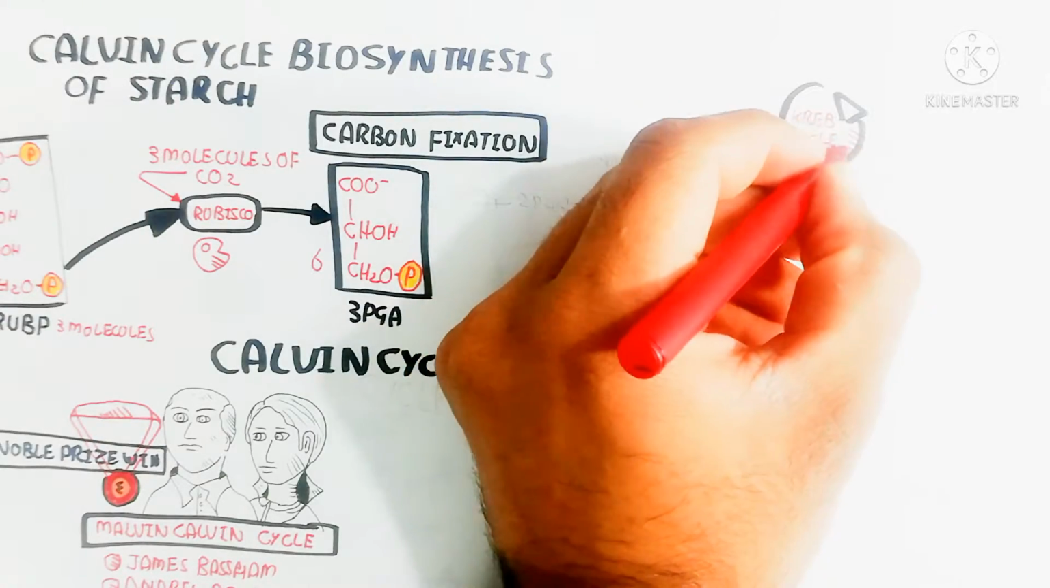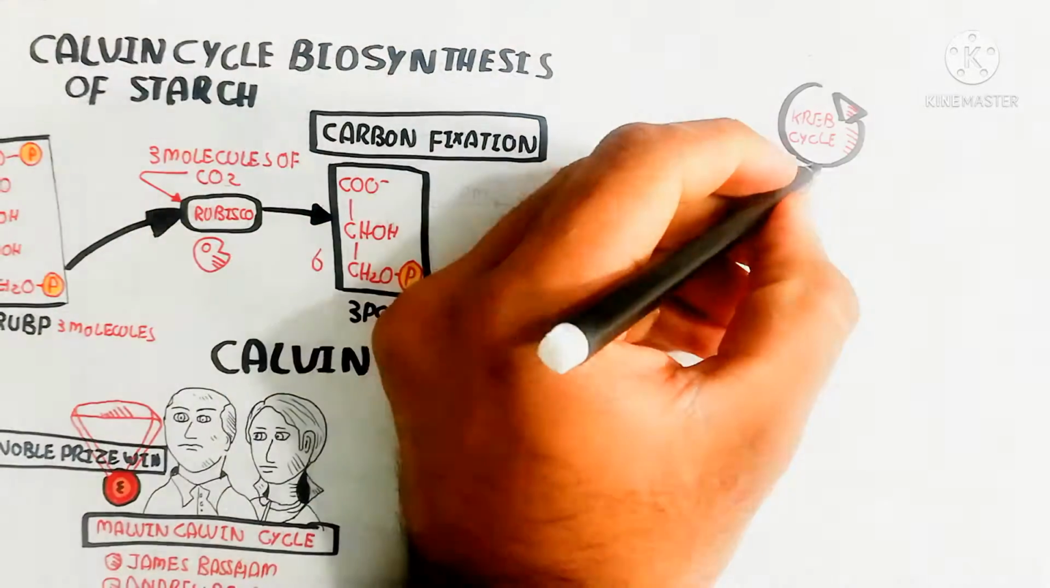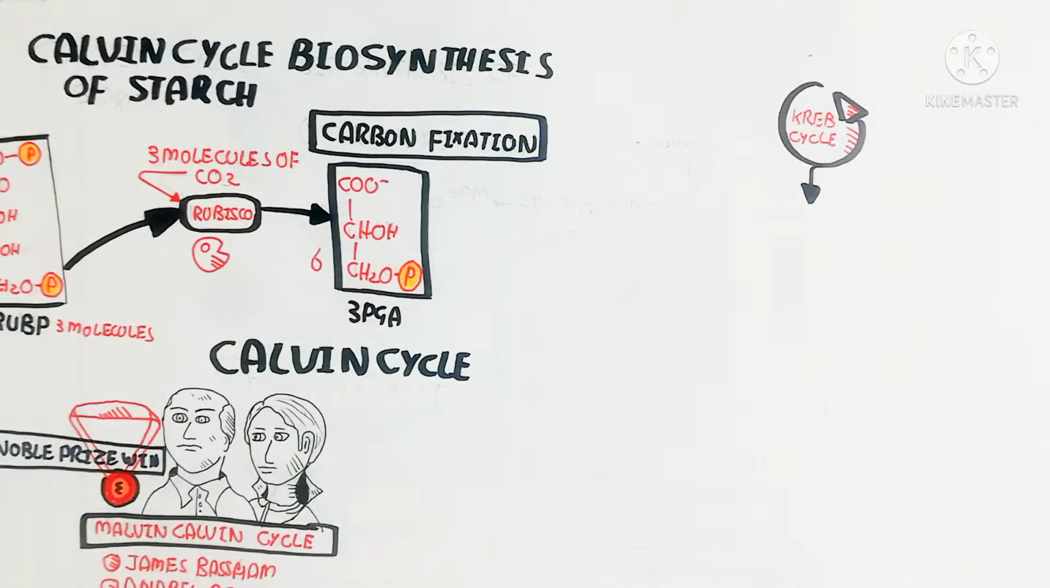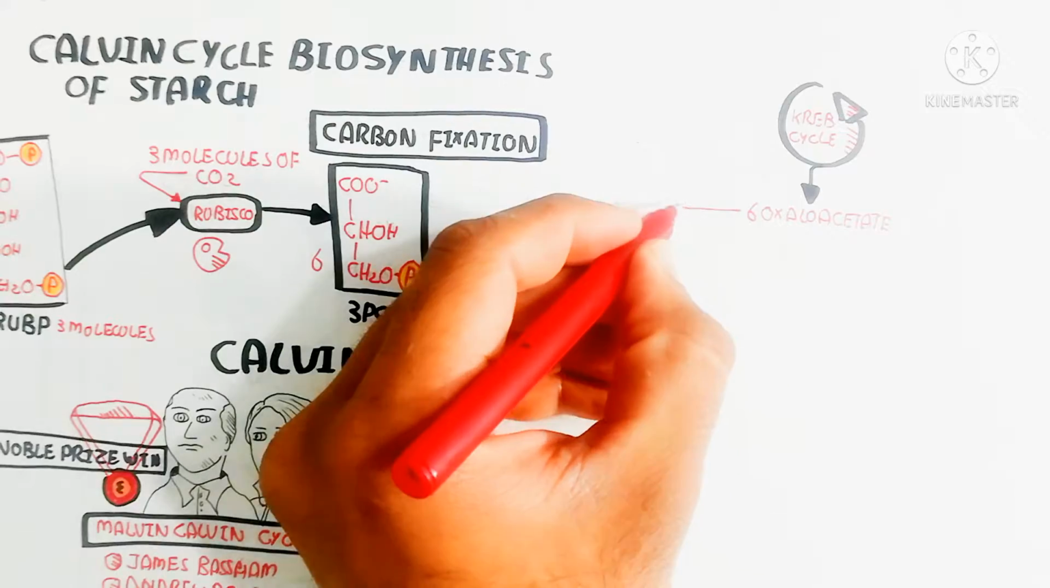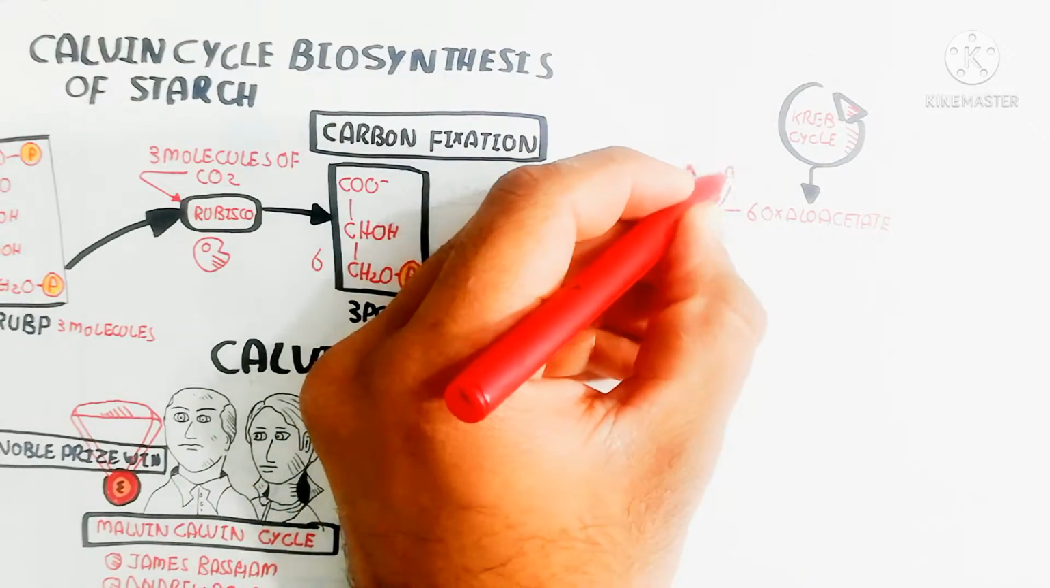An important thing here is that the Krebs cycle also produces oxaloacetate. For example, 6 molecules of oxaloacetate in the presence of PCK, the phosphoenolpyruvate carboxykinase.